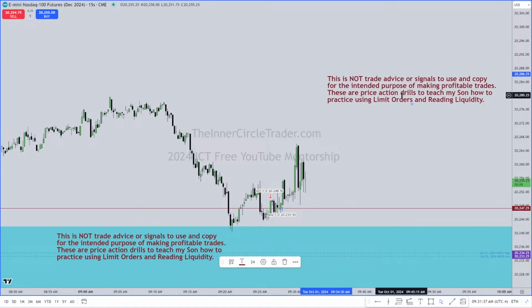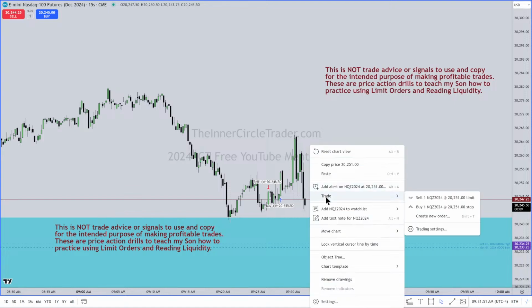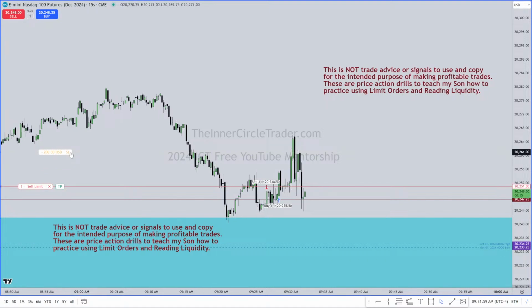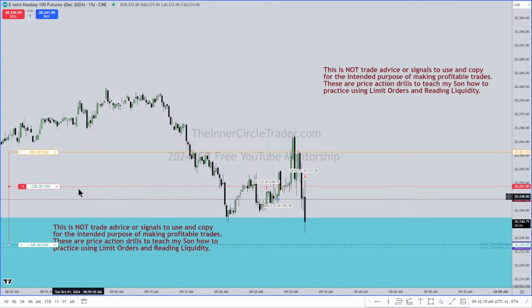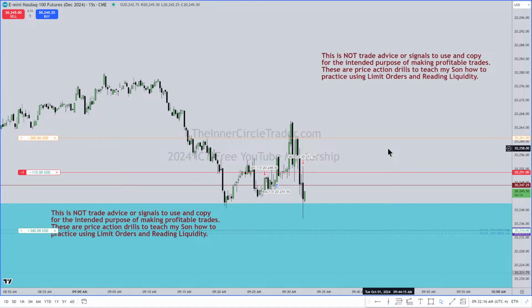Now, when you're doing these drills, this is when you can put on some music that you like listening to and just relax. Don't try to put too much emphasis on it. Let's see, there's a volume imbalance right there, and now we have this gap down to gap. Okay, so this is drill number 2.